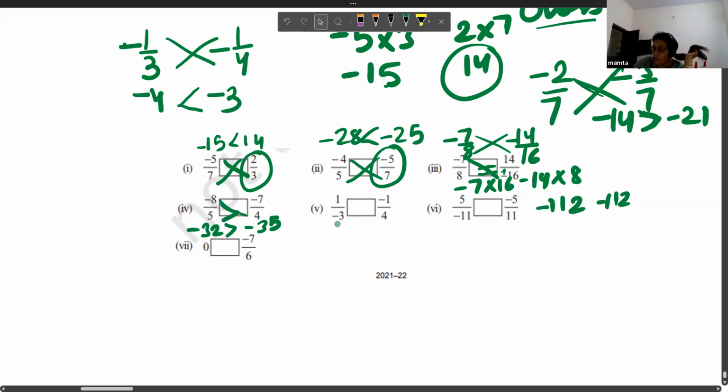Okay. Now here, see, to make you confused, they have changed the place of the negative. So whether the negative is in the denominator or numerator, just keep the negative in the front. Now you compare. Okay.